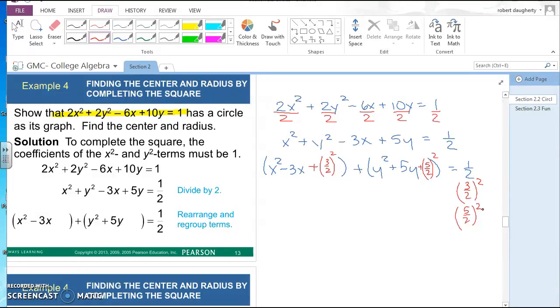So by taking half of that number and squaring it, I've made this a perfect square. So this is x minus 3/2, all of that squared, and then plus y, get the plus sign there, and then this 5/2.